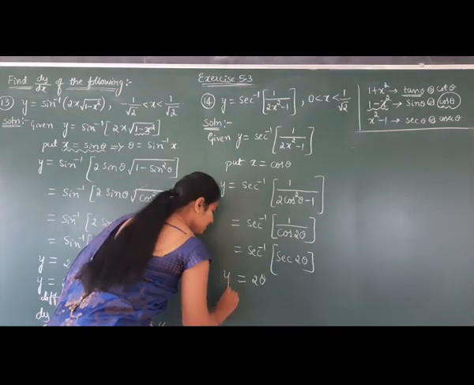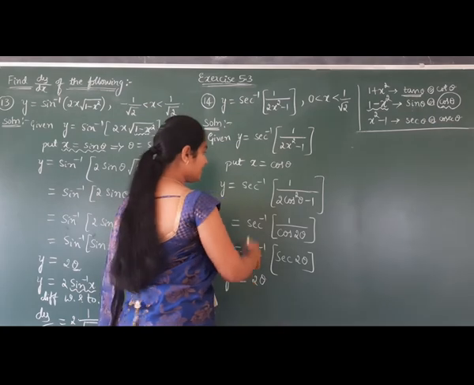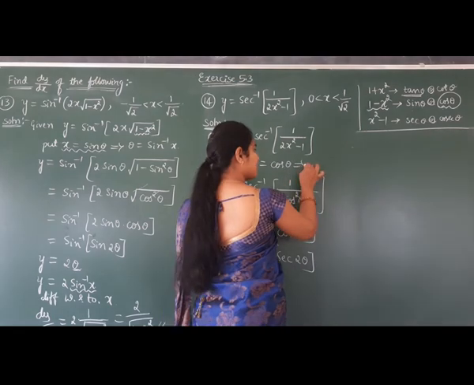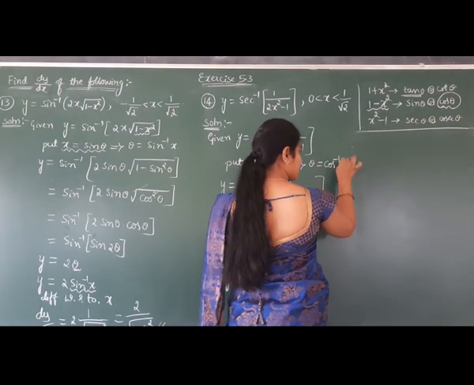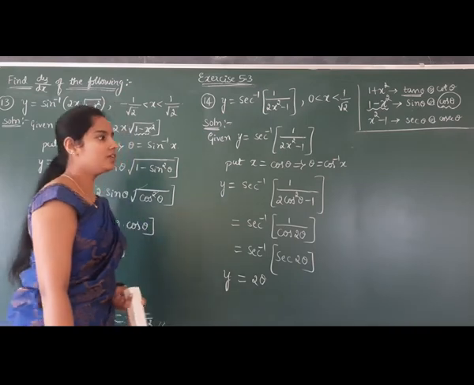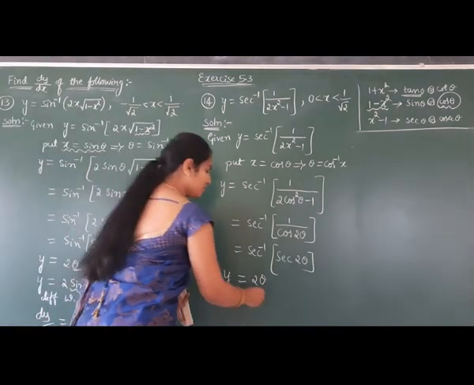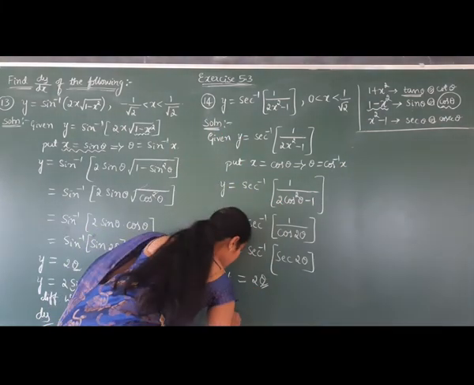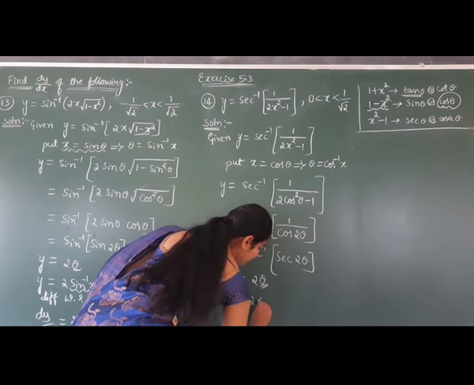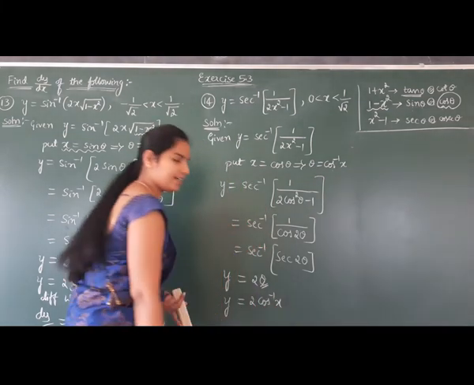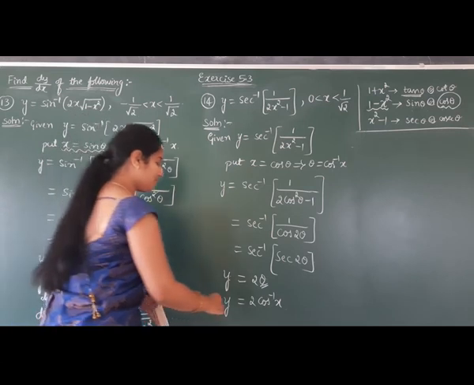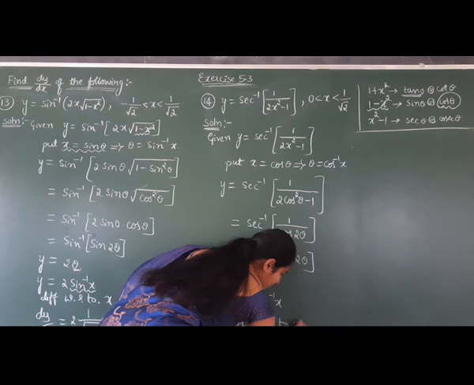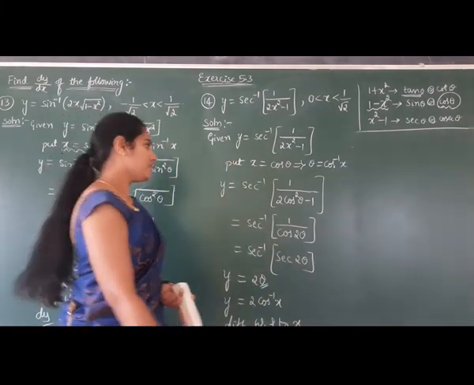Okay, so here I will take the substitution as x is equal to cos theta. This implies theta is equal to cos inverse x. Therefore, I am going to replace theta by cos inverse x. Okay, so then y is equal to 2 into cos inverse x. Okay, so now differentiate this function with respect to x.